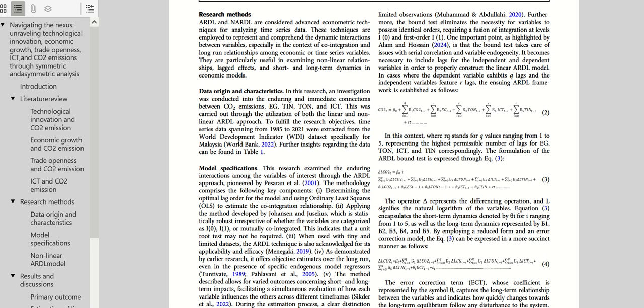In yesterday's class, we discussed the literature review section, but in today's class, we will discuss the first step of the methodology section of an SSCI Q2 journal research article. We are not going to discuss the full methodology section. Today we are just going to discuss one section. The section name is research methods.